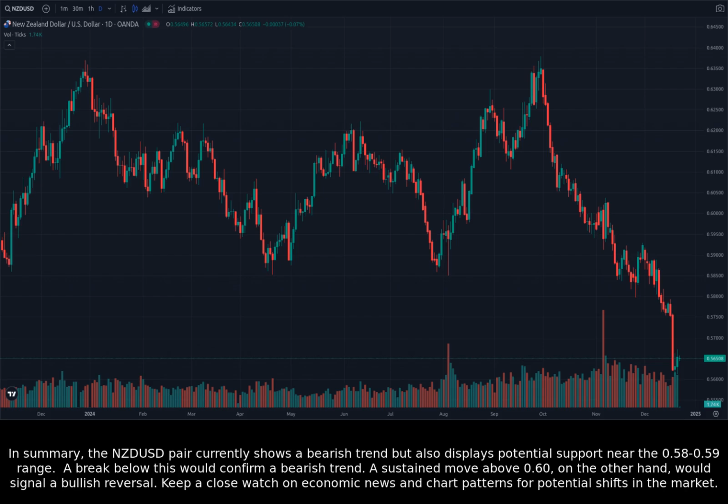In summary, the NZDUSD pair currently shows a bearish trend, but also displays potential support near the 0.58 to 0.59 range. A break below this would confirm a bearish trend. A sustained move above 0.60, on the other hand, would signal a bullish reversal. Keep a close watch on economic news and chart patterns for potential shifts in the market.